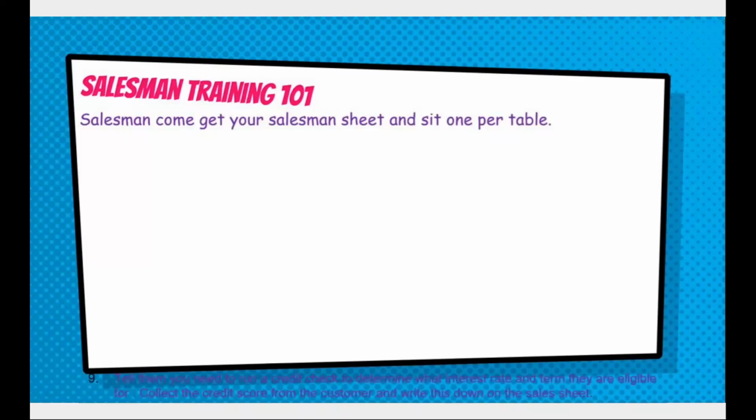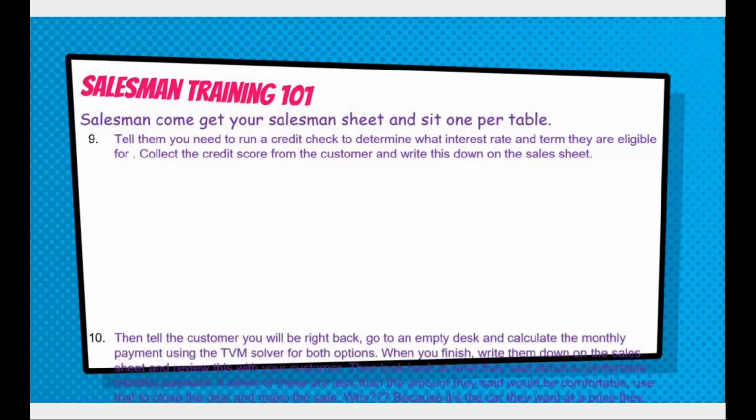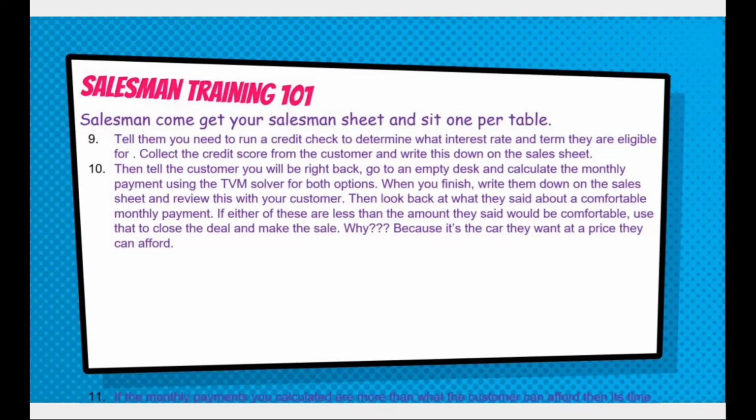So when you're done, you should say, okay, I have you financed. I have you to where you would still owe this. Now let's talk about financing options. Tell them you need to run a credit check to determine what interest rate and term they are eligible for. Collect the credit score from the customer and write this down on the sell sheet. And then you're going to tell the customer you'll be right back.